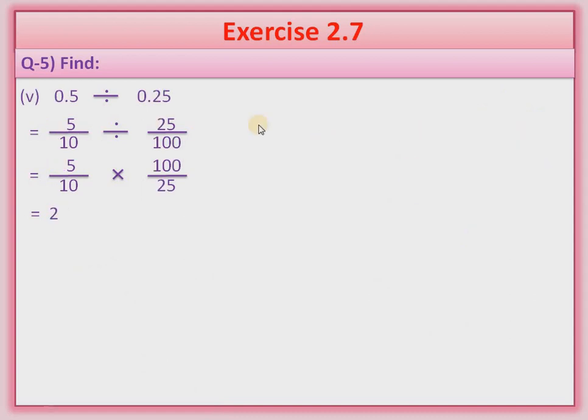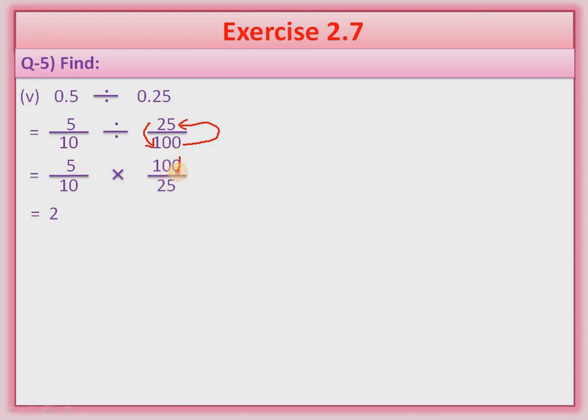Question number 5. 0.5 divided by 0.25. So look at this side. 5 upon 10 divided by 25 upon 100. Understood? Now we are going to convert the division symbol into a multiplication symbol. So obviously you know, in division the denominator will go in the numerator and the numerator will go in the denominator. So 5 upon 10 multiplied by 100 upon 25.